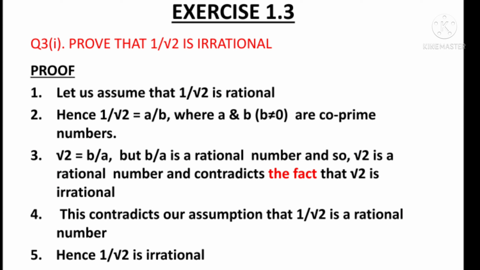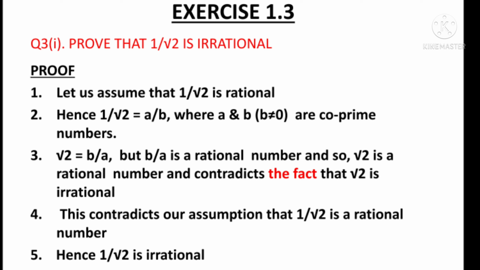Now let us see the answer in the view foil. It clearly says that the first step is the same. Let us assume that 1 by root 2 is rational. Therefore, 1 by root 2 is equal to a by b. And therefore, root 2, we are just reversing it, is equal to b by a.